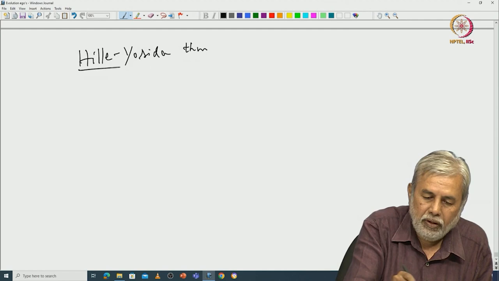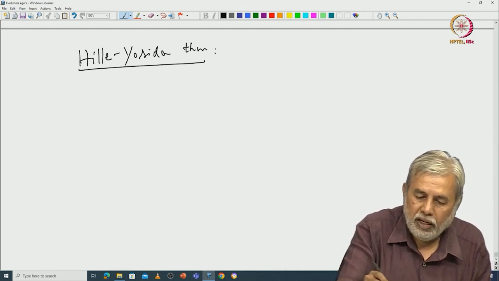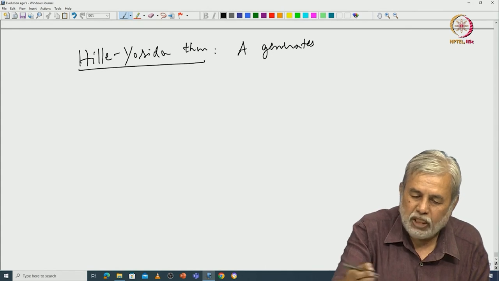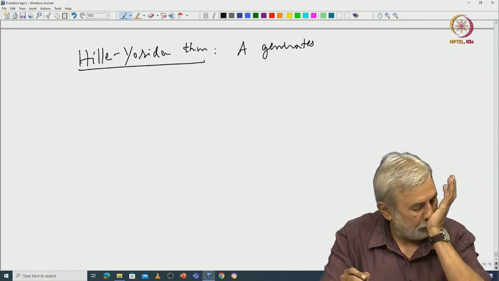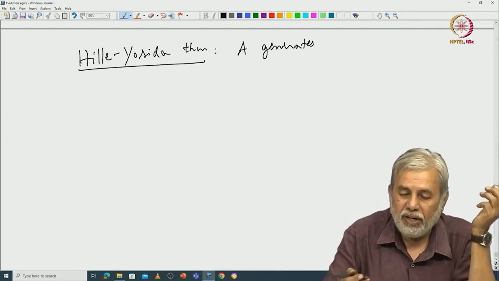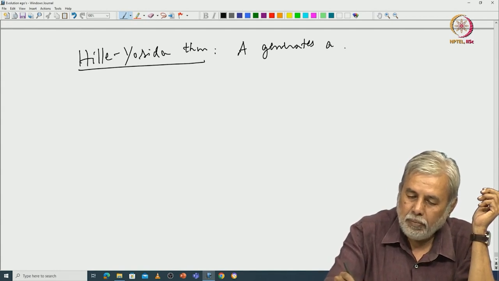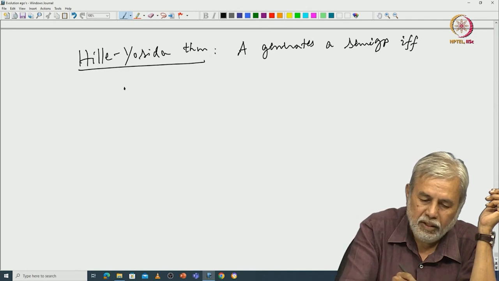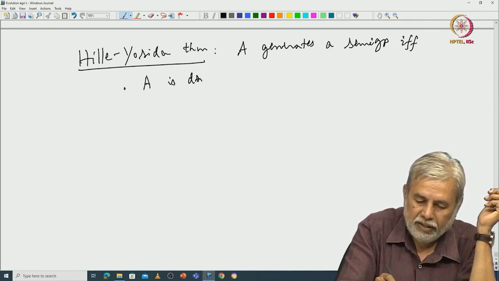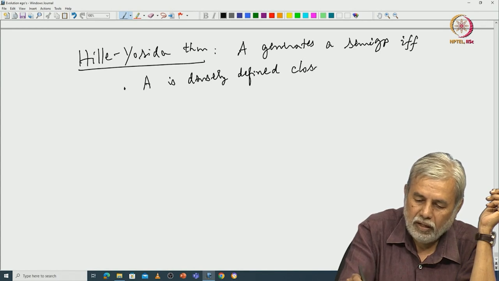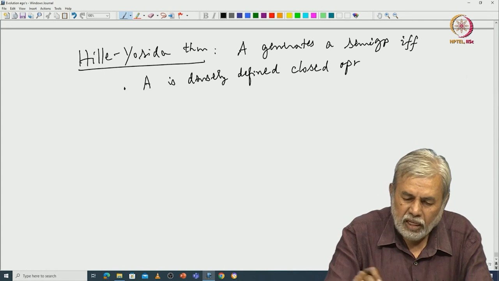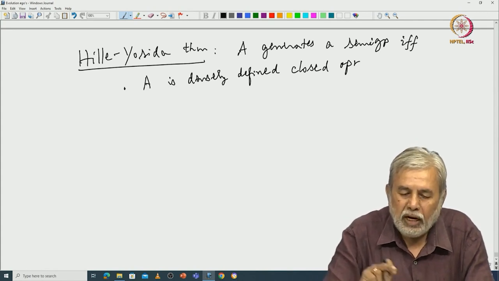Okay, so, an operator A in a Banach space, A generates a semigroup. This is the most general one, of course. We have, of course, simpler versions in the form of the Lumer-Phillips theorem. A generates a semigroup if and only if two things hold. First, A is a densely defined closed operator. For most of the differential operators we encounter, this is easy to obtain.